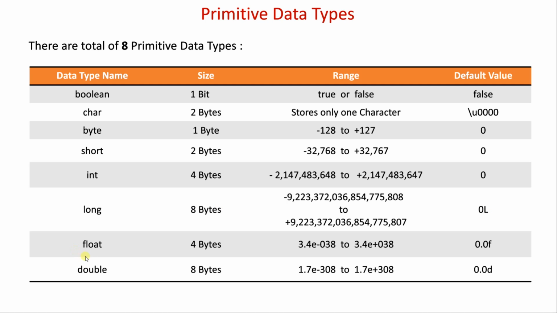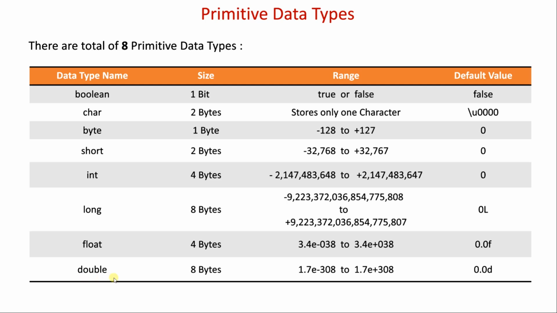And the next one is float data type, which takes 4 bytes of memory, and its range is represented in exponential form. This float is a single precision number, that is, it can store up to 7 digits after the point value, and the default value of the float variable is 0.0. Here this F indicates it is float data type.